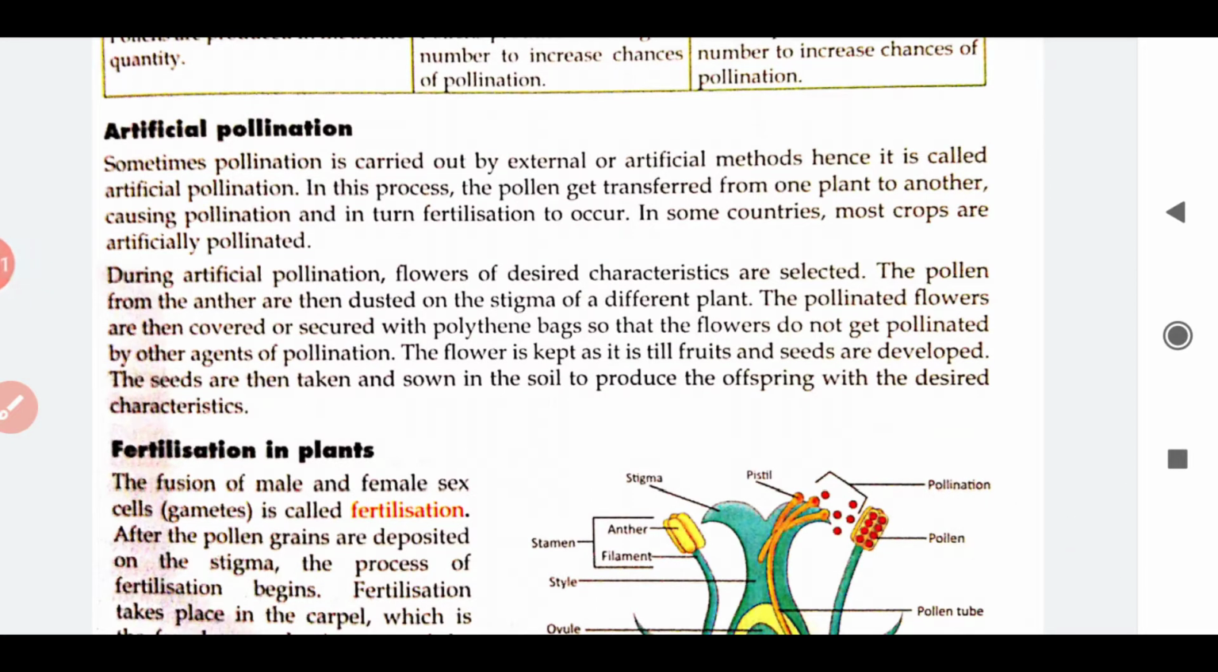Sometimes pollination is carried out by external or artificial methods, hence it is called artificial pollination. Basically, till now we have seen that the pollination was occurring with the help of insect, water, wind. These are natural methods to do the pollination, because nature is responsible for the pollination. Now here in the artificial method, the pollination is carried out by external method.